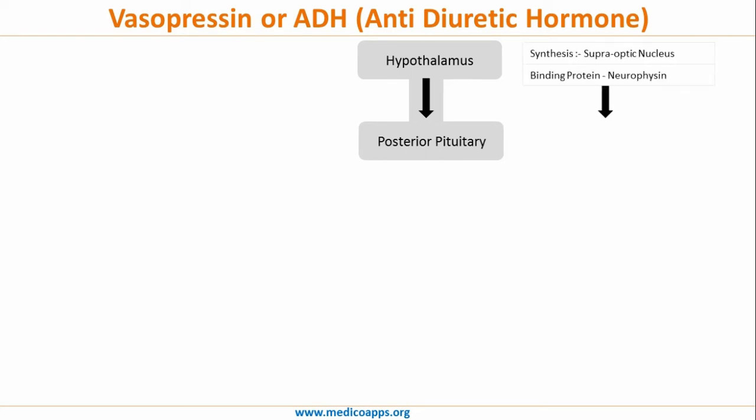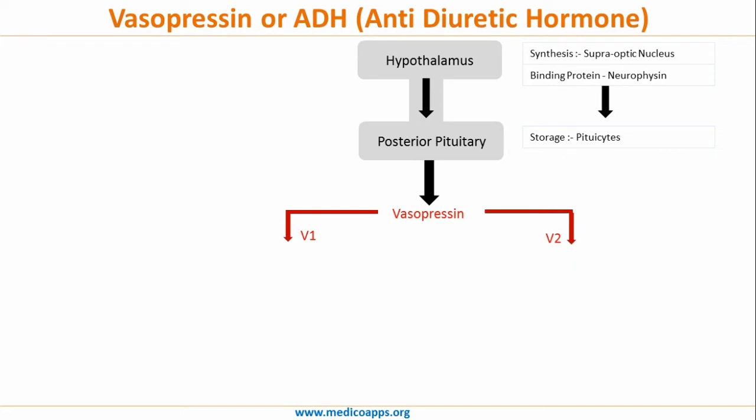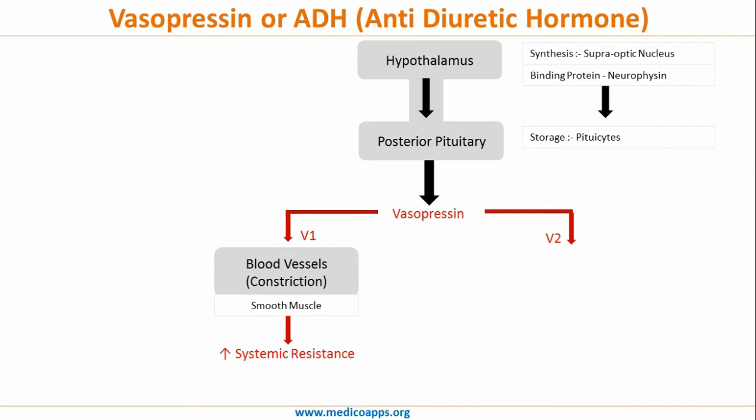In the hypothalamus, the synthesis occurs in the supraoptic nucleus, and from there, with the help of the binding protein neurophysin, it is moved to the posterior pituitary where it is stored in pituitocytes. From the posterior pituitary, vasopressin is released into the circulation where it acts on two different receptors, the V1 receptors and V2 receptors.